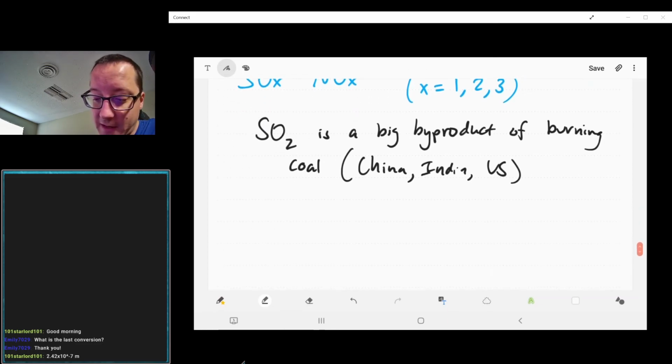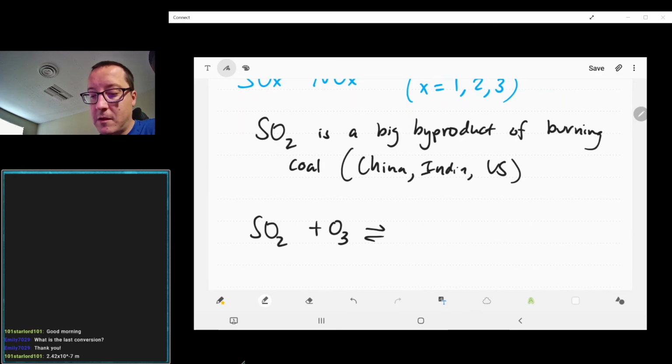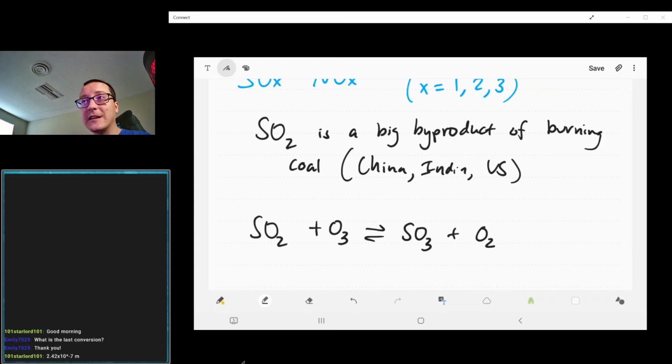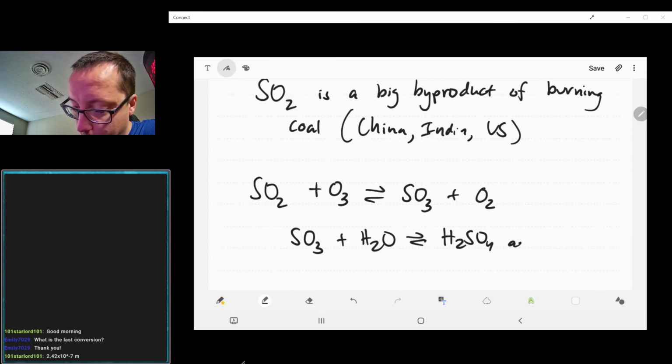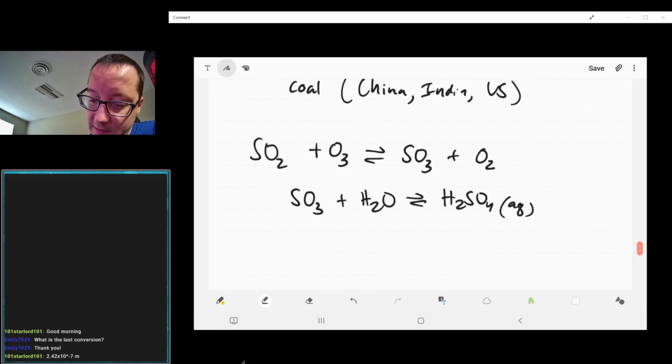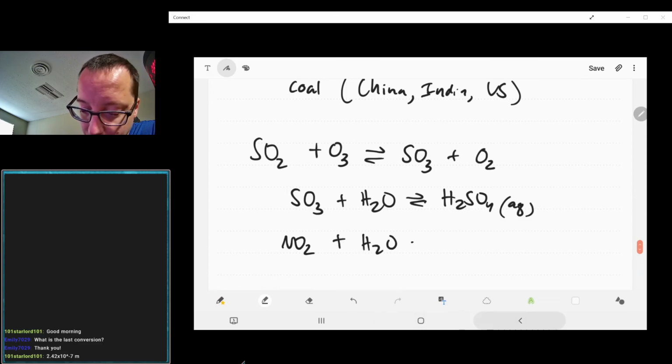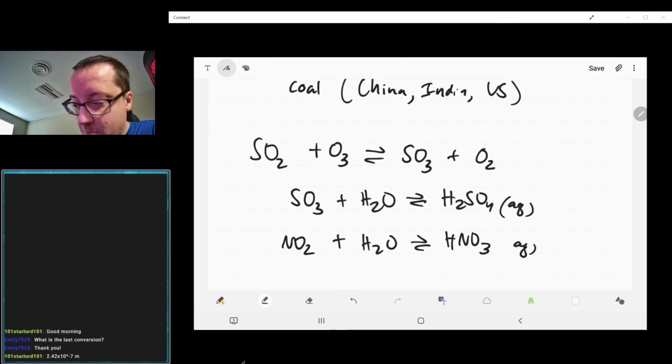The reason that these are problematic is because if you take SO2 and oxidize it, say with ozone perhaps, we end up making sulfur trioxide and dioxygen. There's numerous oxidizing agents in the atmosphere, so nitrogen oxides can also act as oxidants, but this is just one example. We see that when we mix sulfur trioxide with water, we get our dear friend sulfuric acid. And if we do the same thing with nitrogen dioxide, we get nitric acid, if these two were to combine.